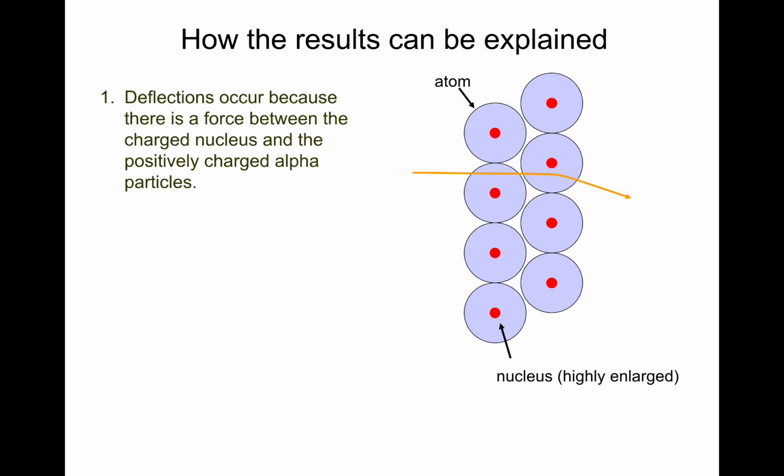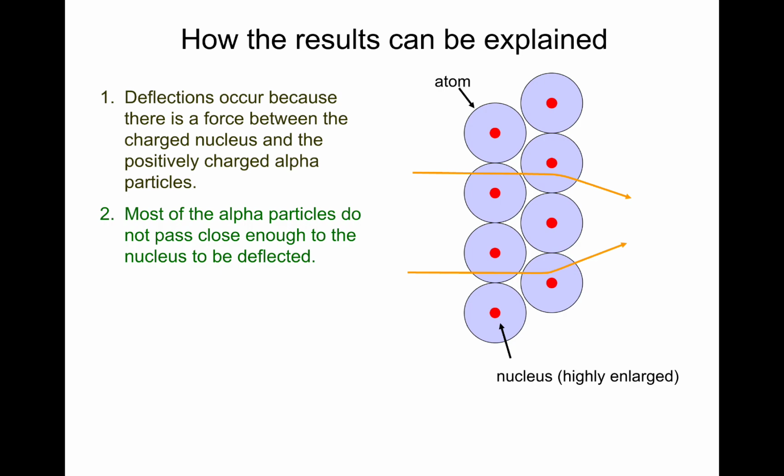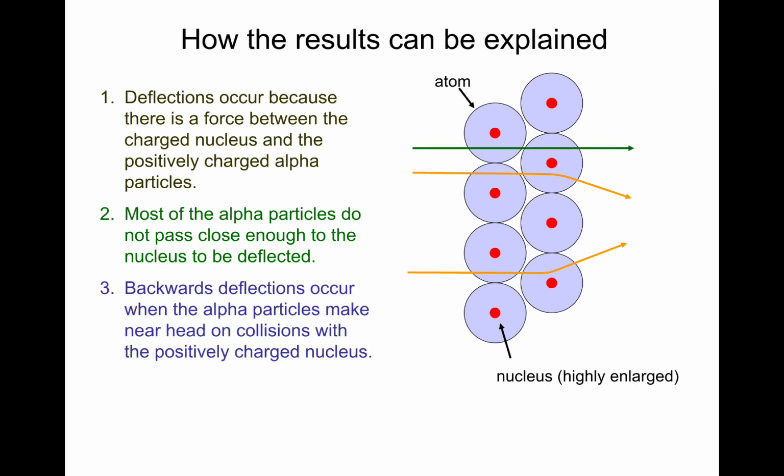So deflections occur because there's a force between the charged nucleus and the positively charged alpha particles. Now, scientists knew that alpha particles had a positive charge. Obviously, of the 2 protons and 2 neutrons, the 2 protons are positive. The neutrons are, of course, neutral. So most of the alpha particles do not pass close enough to the nucleus to be deflected. So obviously scientists established that in an atom there's a lot of empty space, if most of the stuff just passed straight through. And thirdly, backwards deflections occur when the alpha particles make near head-on collisions with the positively charged nucleus.